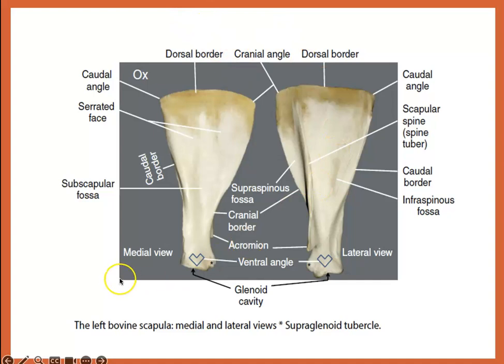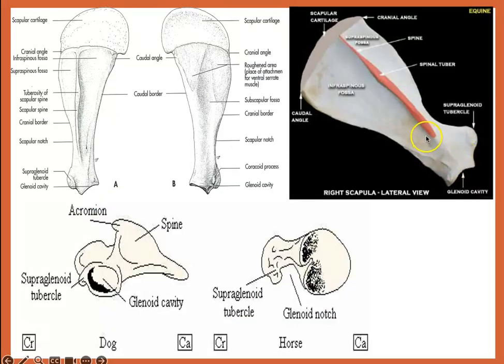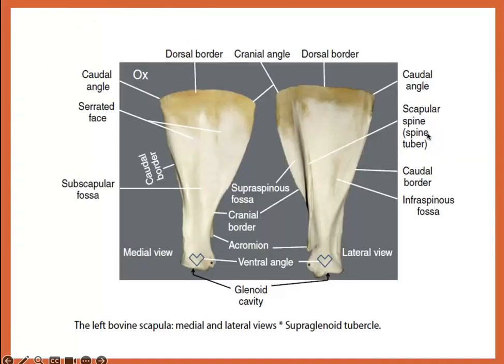One interesting thing to find is that here we have what is called the acromion. So in equine, if you look back here, there is no acromion. However, in the bovine, you can see this acromion right here, right? So the spine of the scapula ends with the acromion.